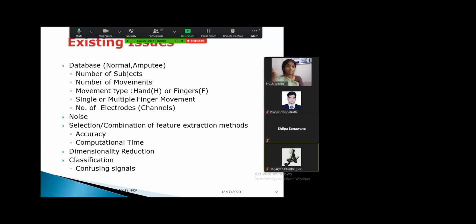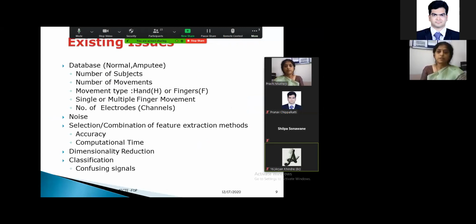So what are the existing issues? As I said, there is a lot of scope to work in this area. The database is a problem. Maybe you can take data from normal people, but we need data from amputee people to support them.